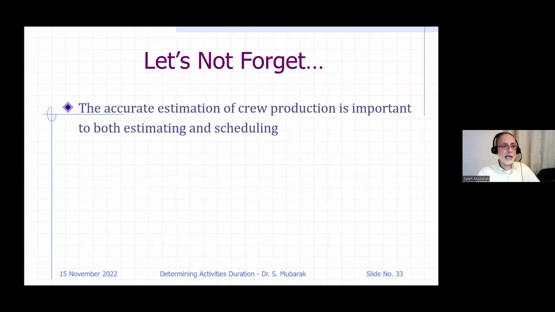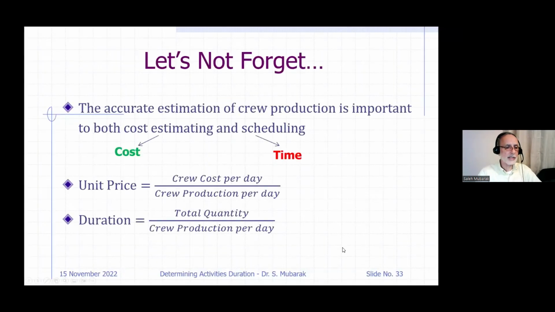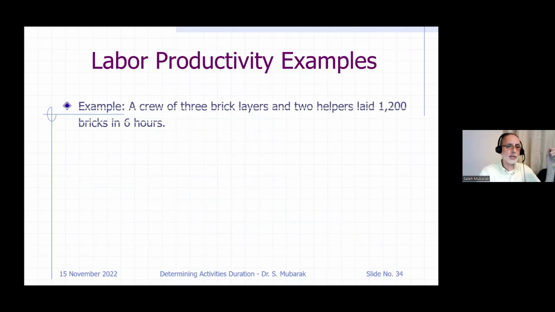Okay, let's not forget the accurate estimation of crew production is important for both the cost estimating and the duration. Let me add the word cost here. Look, guys, in the first equation that we use for the cost, the crew cost per day divided by crew production per day will give me the unit price. The numerator is constant, the denominator is variable, the production per day. For the duration, I divide the total quantity by the crew production per day. Again, the numerator is constant, the denominator is variable, and there is an inverse relationship between the production on one side and unit price and duration on the other side.